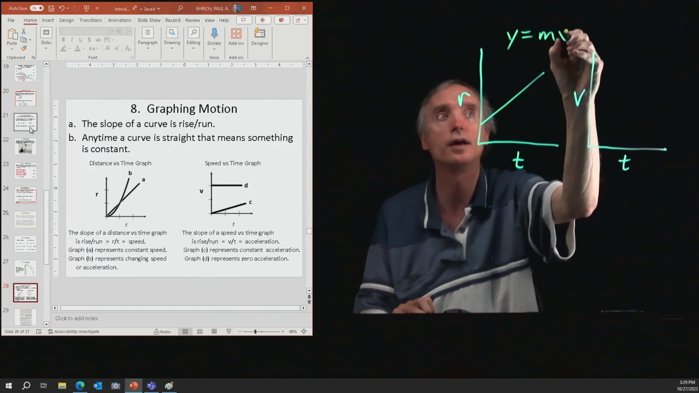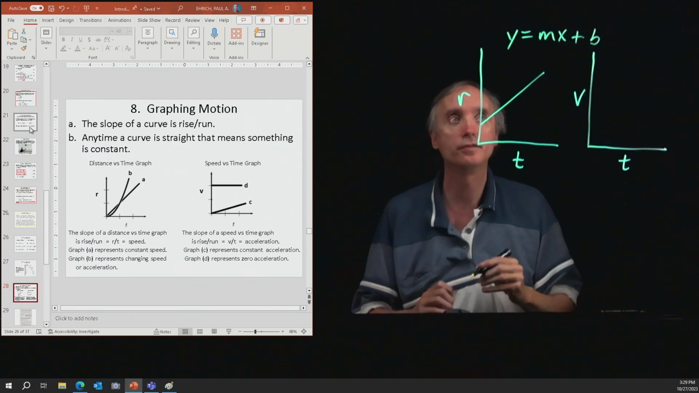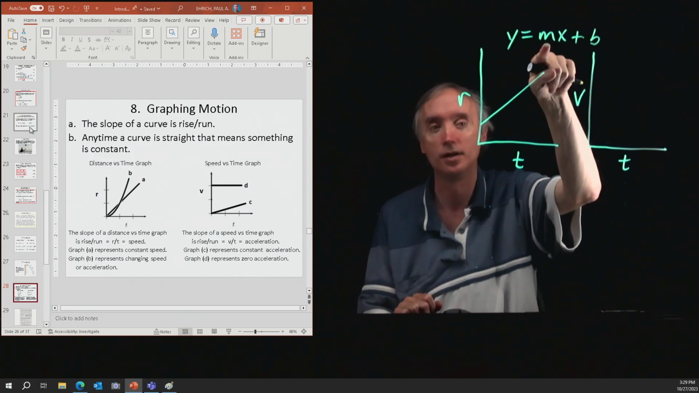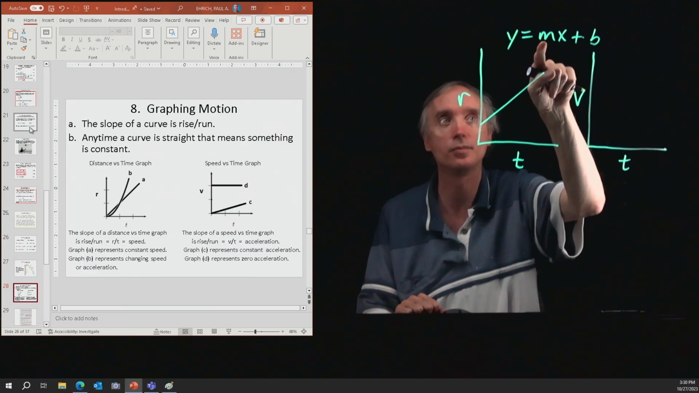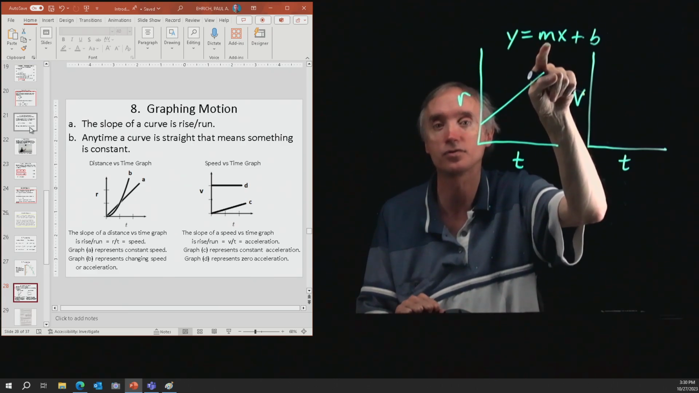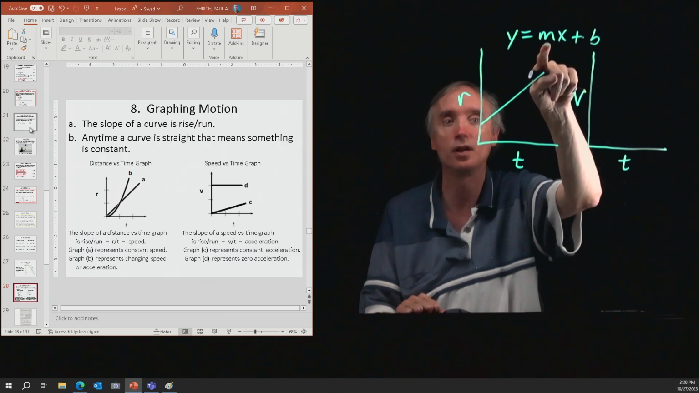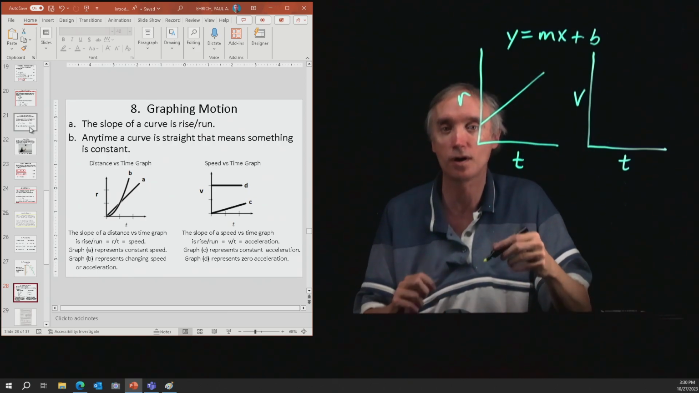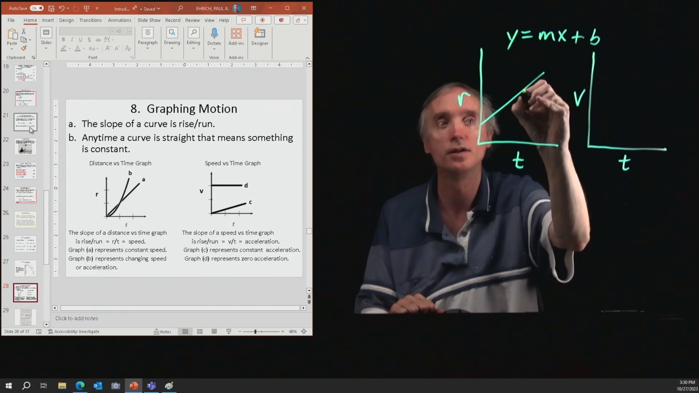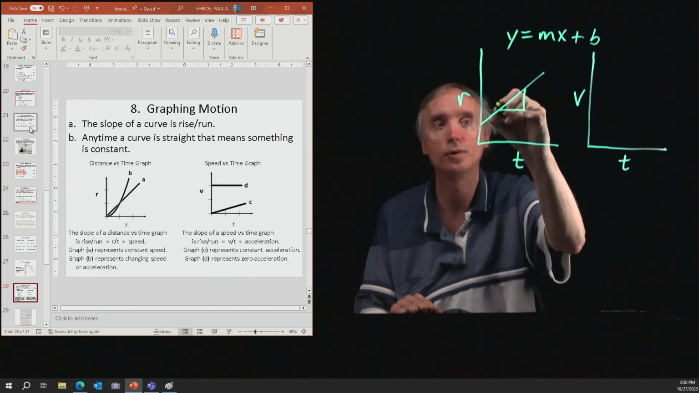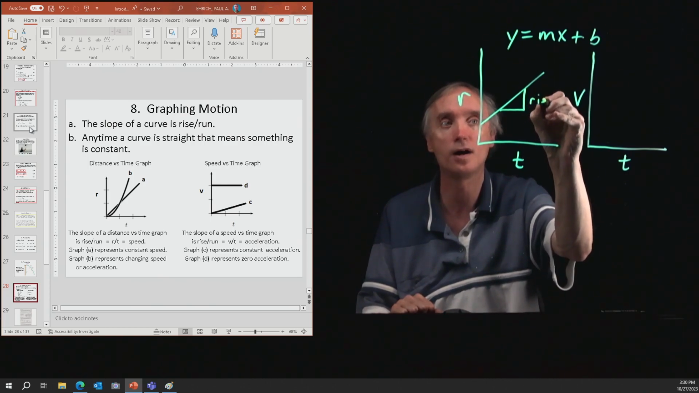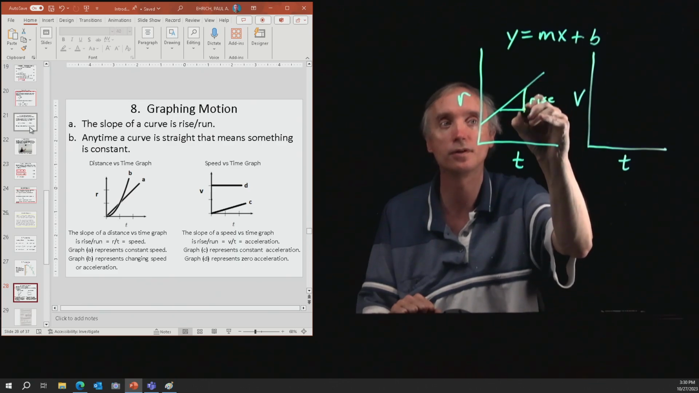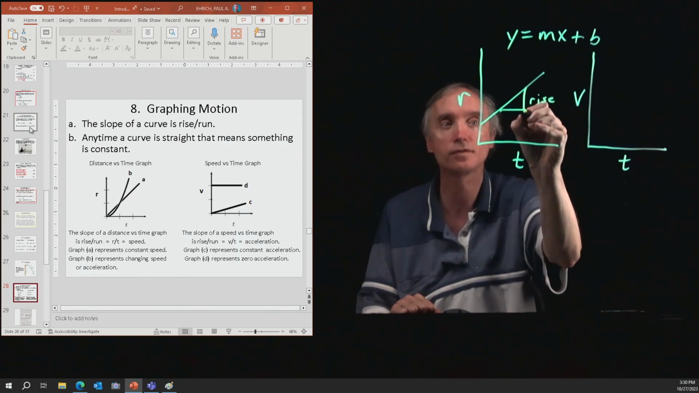The equation for a straight line on any kind of graph is going to be y equals mx plus b. It's kind of unfortunate that they use the letter m, because in physics we like to use m for mass. But this time this m is going to stand for slope. The slope of a line is going to be its rise divided by its run. If we make it into a little triangle there, this distance over here is going to be called the rise, and the distance from here to here is going to be called the run.